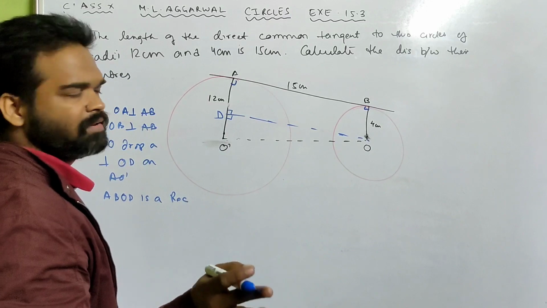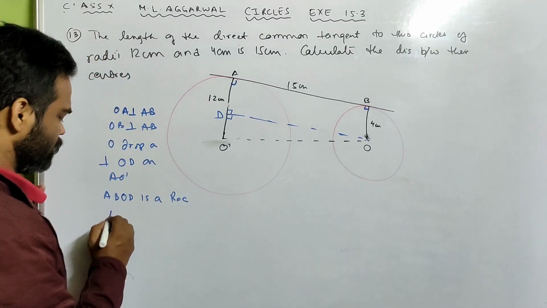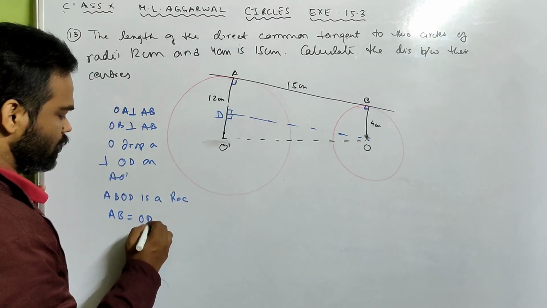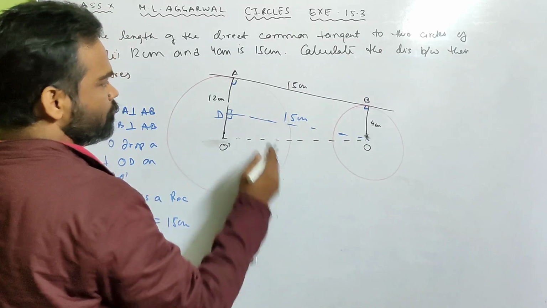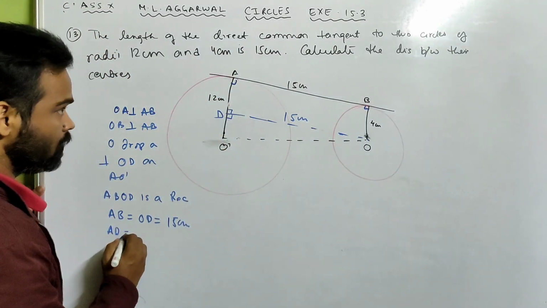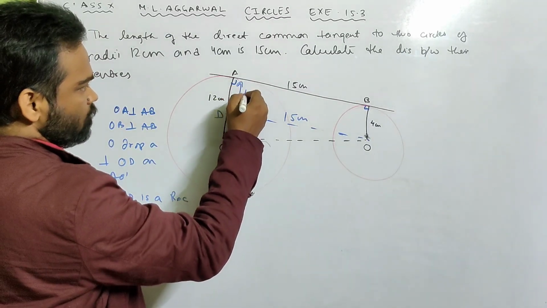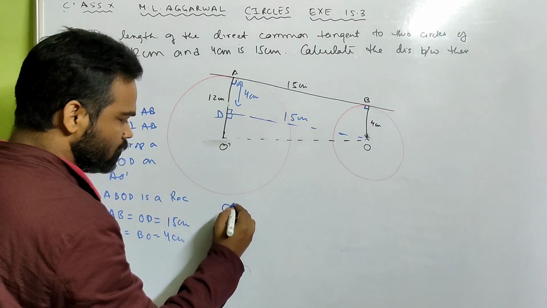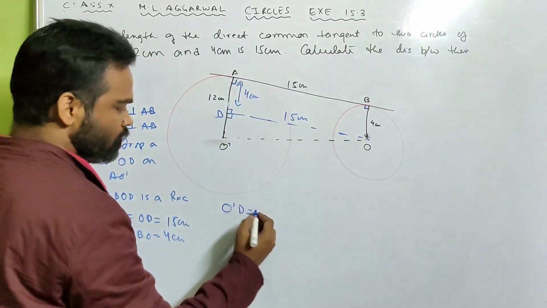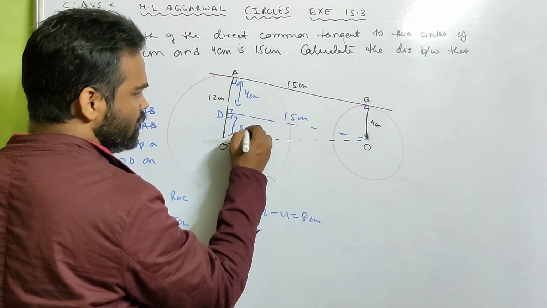So fourth angle will be 90 degree. That's a rectangle, which means in a rectangle opposite sides are equal. So AB and OD will be equal, 15 centimeter. AD and BO will be equal, 4 centimeter. So this is 4 centimeter. Look carefully. So what is O dash D? O dash D, this is 12. 12 minus 4, that's 8 centimeters. So this is 8 centimeter.